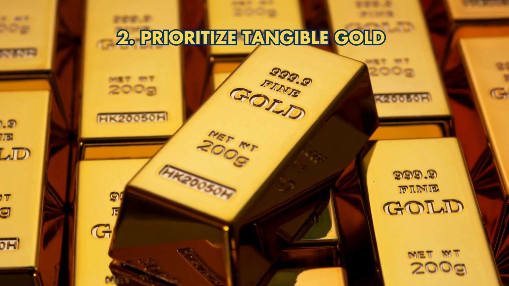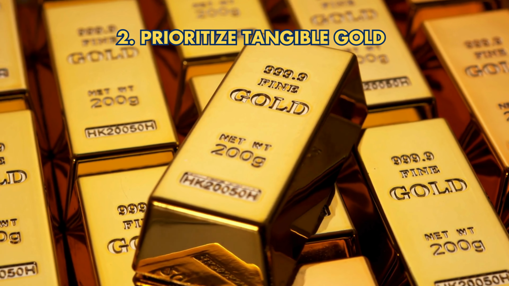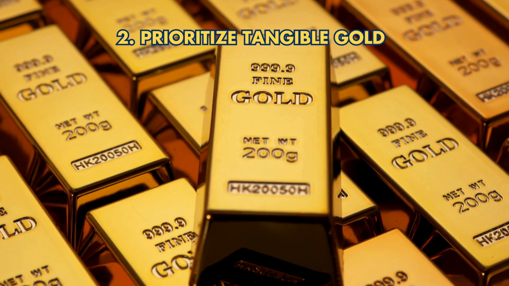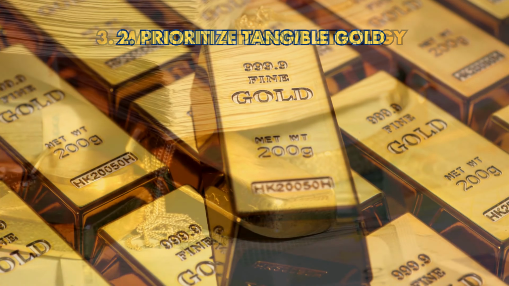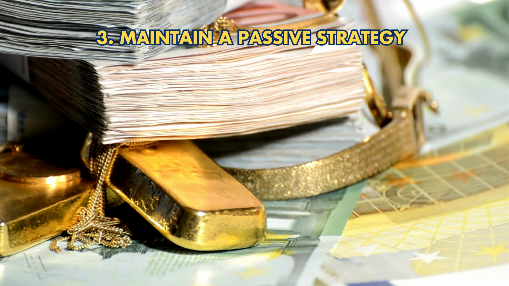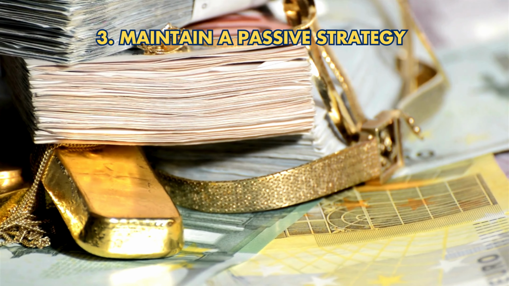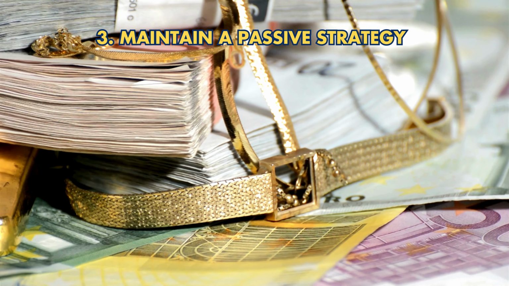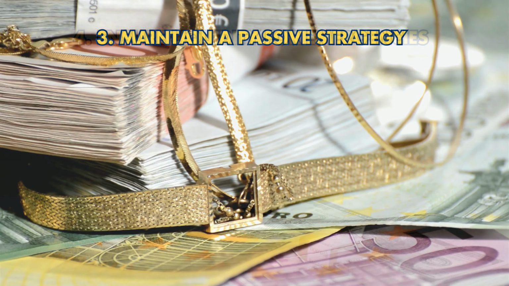2. Prioritize tangible gold. Shift toward physical gold, offering security against currency fluctuations and geopolitical risks. 3. Maintain a passive strategy. A steady gold allocation minimizes the need for active rebalancing, ensuring long-term resilience.